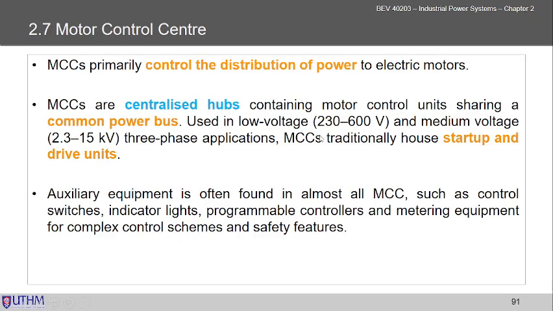And finally, we have 2.7, the Motor Control Center, MCC. MCC, as we understood from chapter 1, is a controller for a group of electric motors. It is like a centralized hub for a group of motors. It operates either at low voltage or medium voltage, up to 15 kV here.